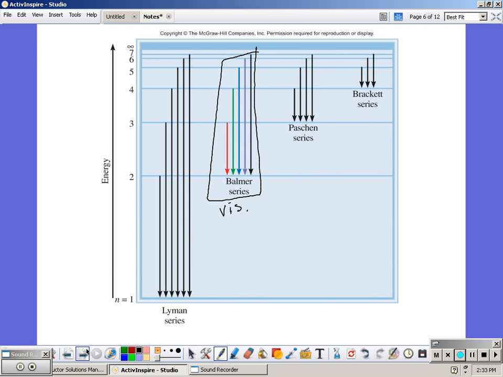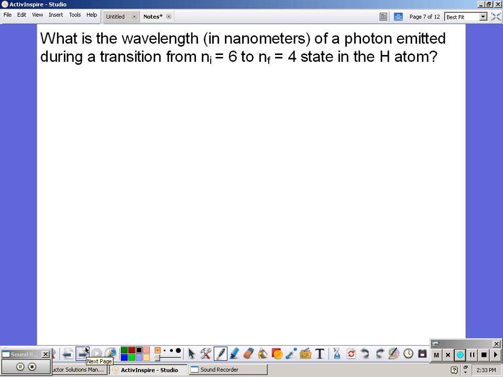So what is the wavelength in nanometers of a photon emitted during the transition from n equals 6 to n equals 4 state in the hydrogen atom? So if we use the Rydberg constant here, we would have our energy is equal to 2.18 times 10 to the negative 18 joules times 1 over our initial energy state squared minus our final energy state squared.